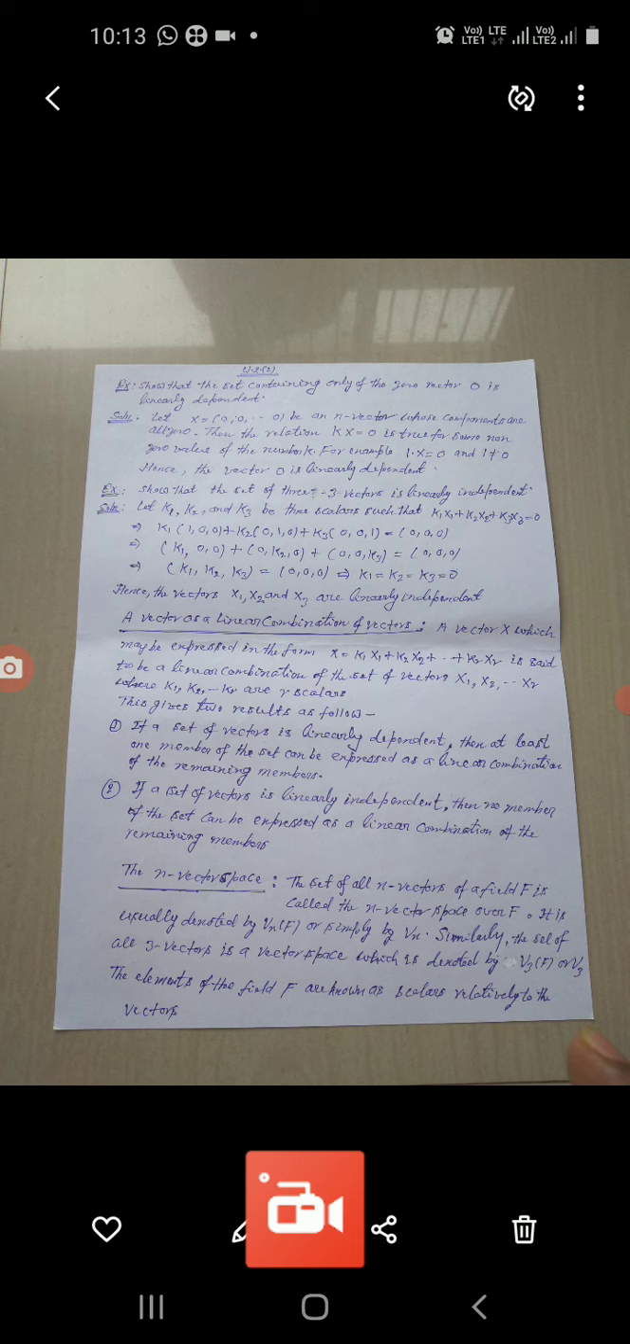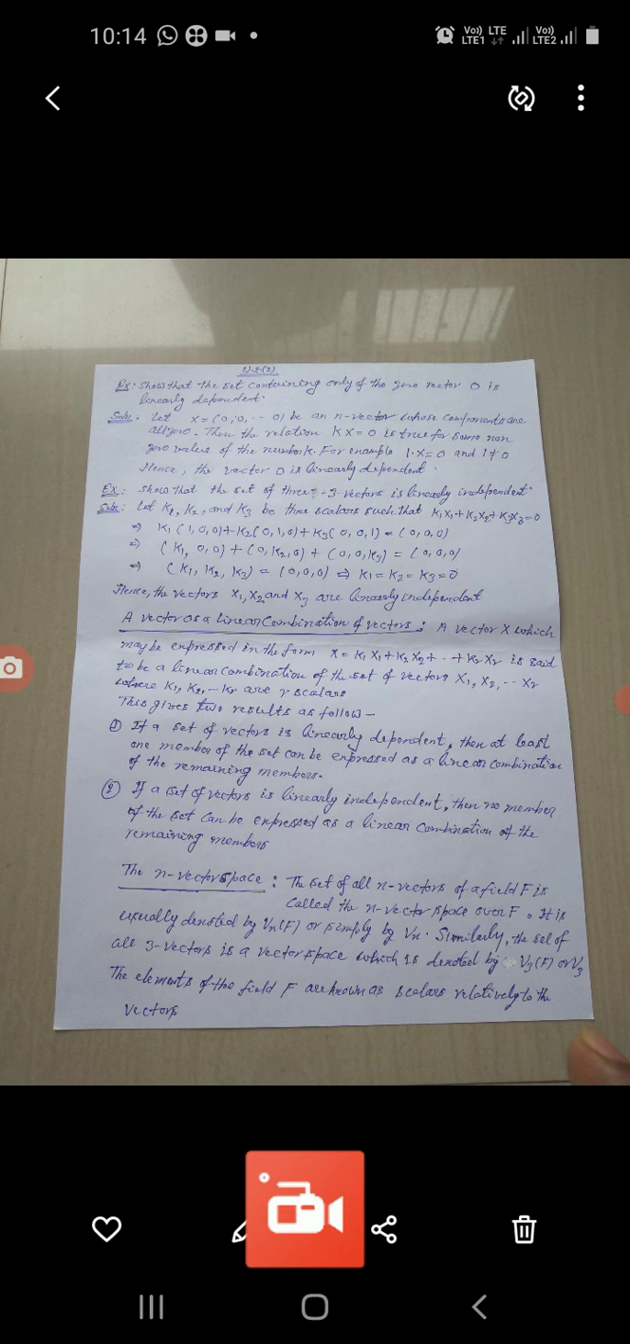Next example, show that the set of 3 vectors is linearly independent. Consider the 3 vectors x1 is equal to (1, 0, 0), x2 is equal to (0, 1, 0) and x3 is equal to (0, 0, 1).